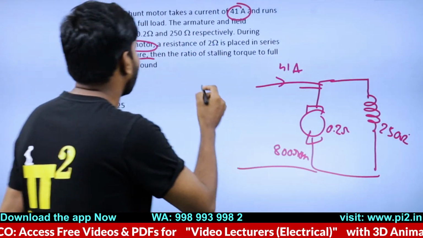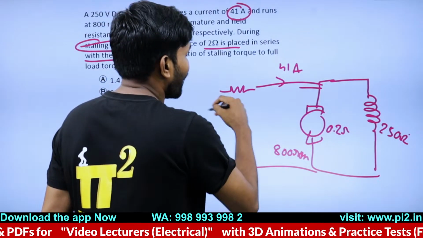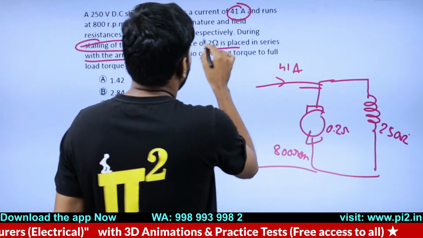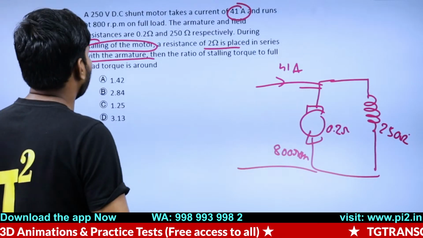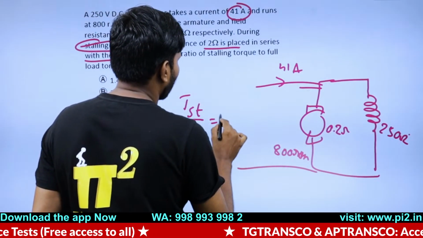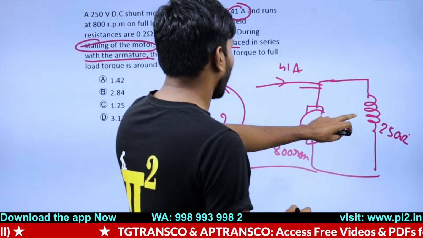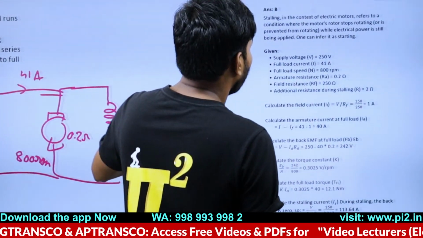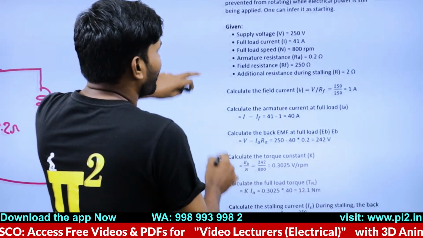In this case, they added a resistance of 2 ohm in series with the armature, not the input side. At the armature, we added 2 ohms at the beginning. Okay. Then they're asking for the ratio of starting torque to full load torque. So for this, the answer we already got from somebody, I think it's for the previous one, Isha. Fine.